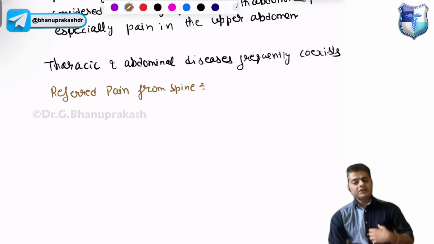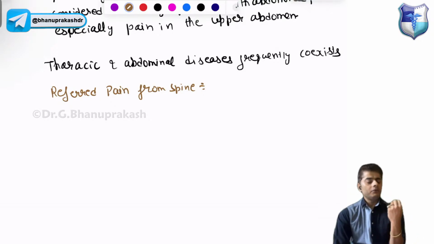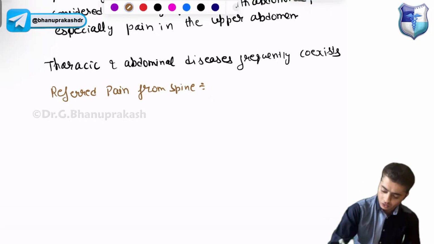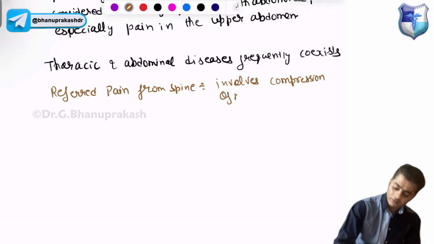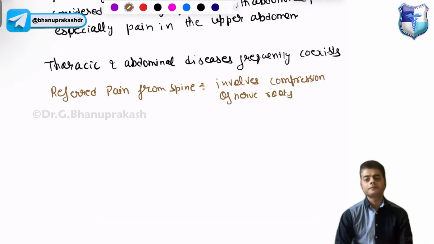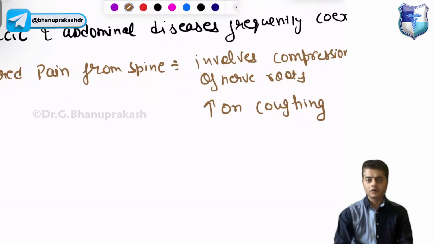And the pain which is referred from the spine is generally due to compression of nerve roots. And we all know that when pain is due to compression of a nerve root, this kind of pain increases on coughing. So it involves compression of nerve roots, and it increases on coughing. Okay.